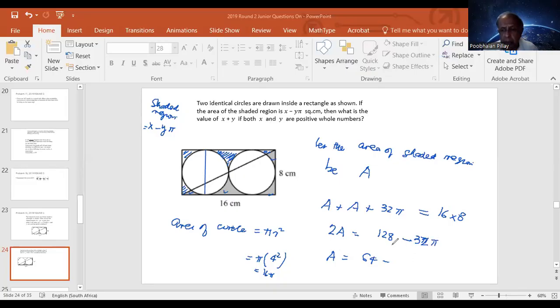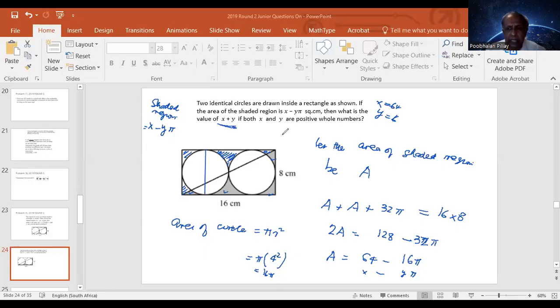So when you divide by 2, 2a is equal to this. It's 64 minus 16 pi. Right, so this is the area that we're looking for, 64 minus 16 pi. Here they tell you that the area is x minus y pi. So you can see this is x minus y pi. That immediately tells you that x is 64, y is 16.